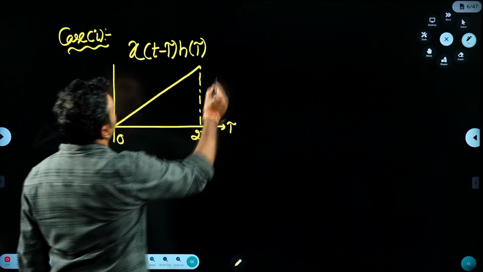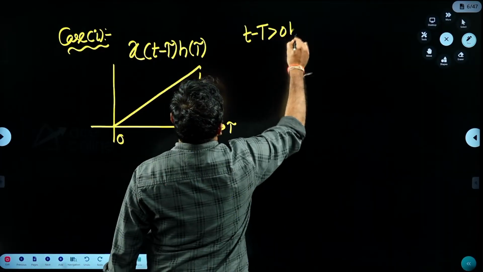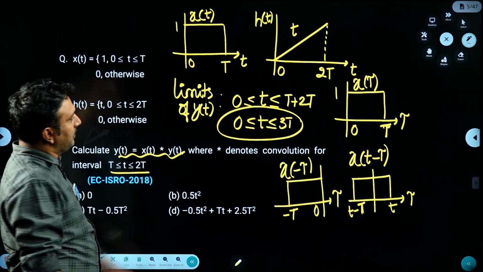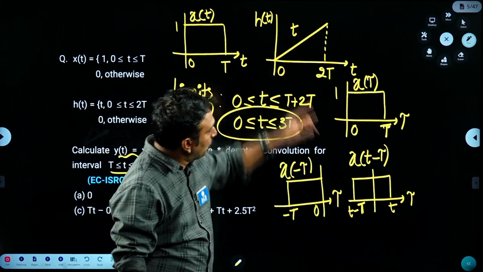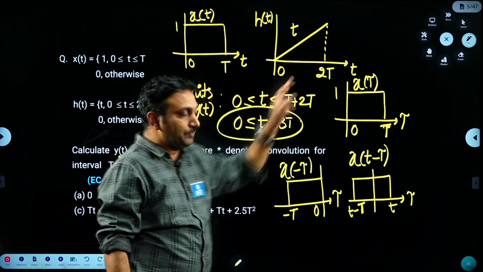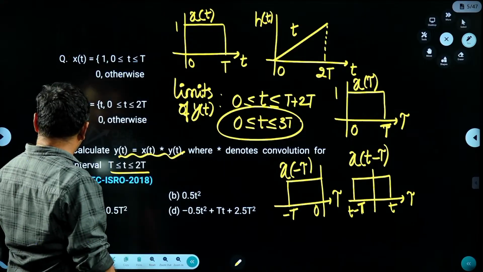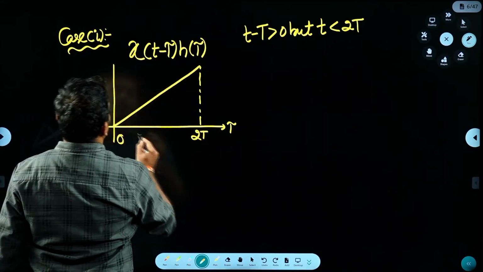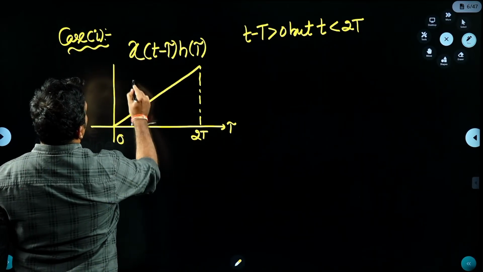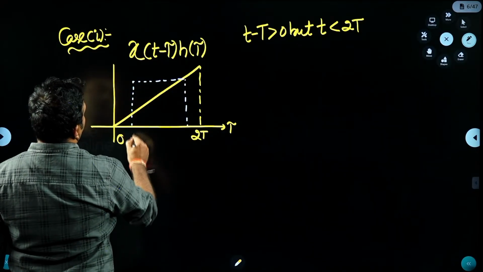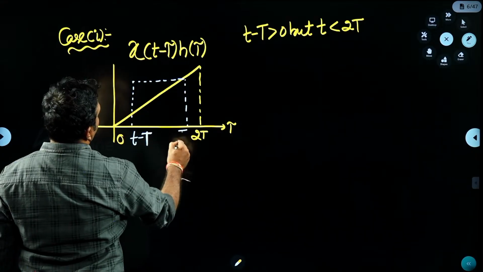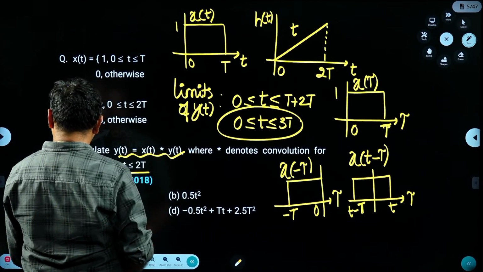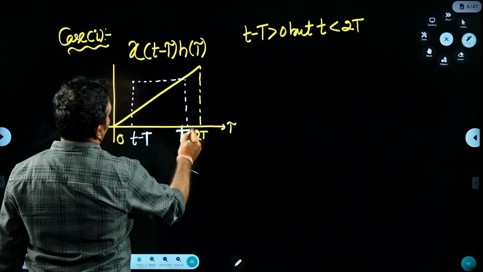So let us assume a specific case: t minus T greater than 0 but small t less than 2T. This t minus T may be entering the positive zone but still is less than the upper limit of h of t. So t minus T greater than 0 but t less than 2T. Then let us see what will happen.